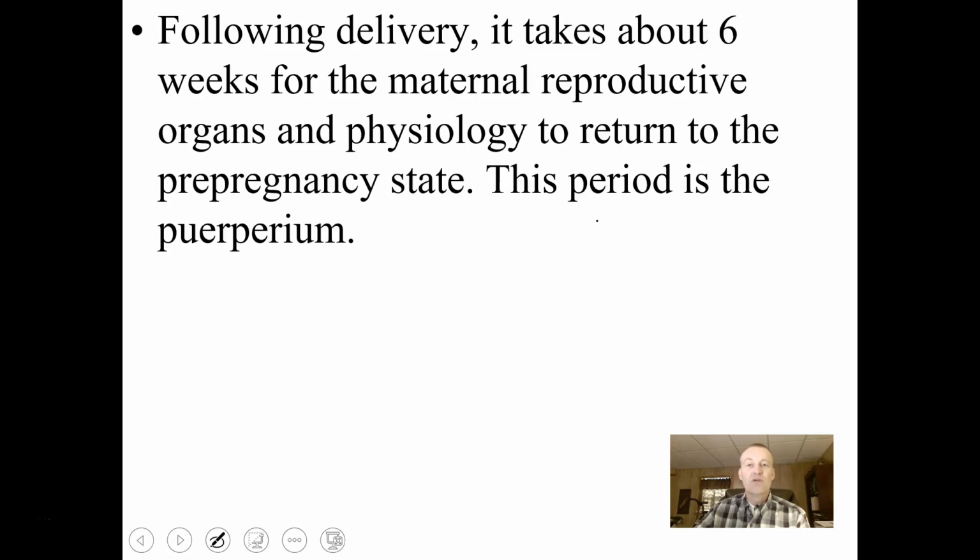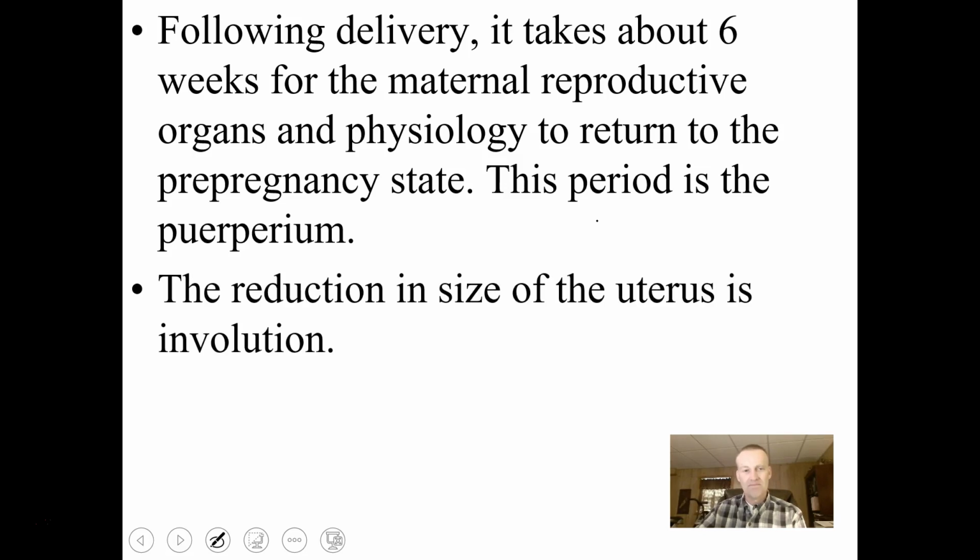So following delivery, it takes about 6 weeks for the maternal reproductive organs and the physiology to return to the pre-pregnancy state. This period is pretty important. Sometimes women will go through postpartum depression due to the reduction in the estrogens and progesterones that the placenta was making.